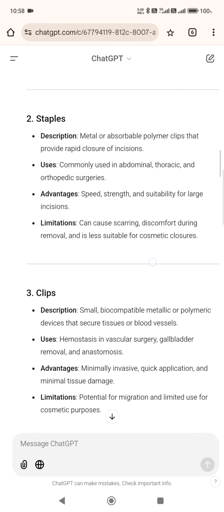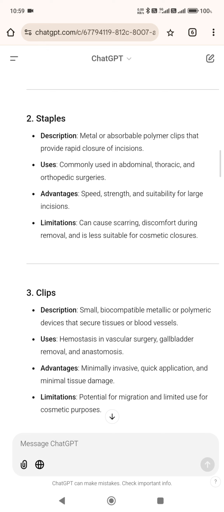2. Staples. Description: metal or absorbable polymer clips that provide rapid closure of incisions. Uses: commonly used in abdominal, thoracic, and orthopedic surgeries. Advantages: speed, strength, and suitability for large incisions. Limitations: can cause scarring, discomfort during removal, and is less suitable for cosmetic closures.